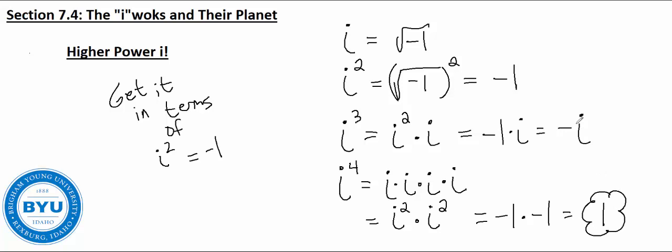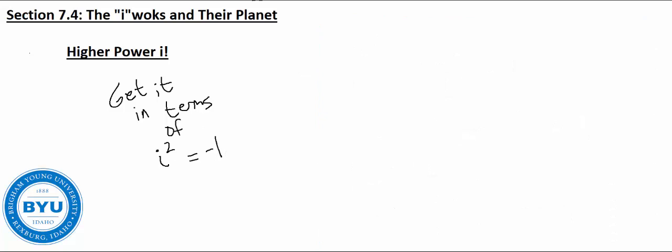Anytime you have higher power i's, you just want to write them, get them grouped together in i squareds, and then convert the i squareds to negative 1. Now, what if we had something crazy? What if it was like, I don't know, i to the 10th? Ooh. So let's think about it. We could write out a bunch of i's.